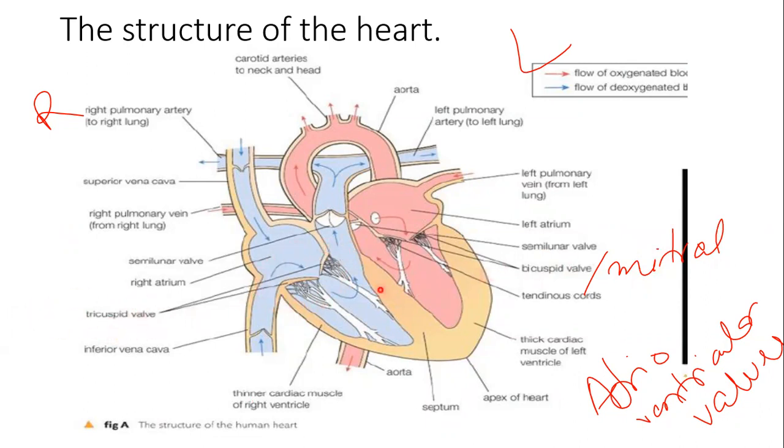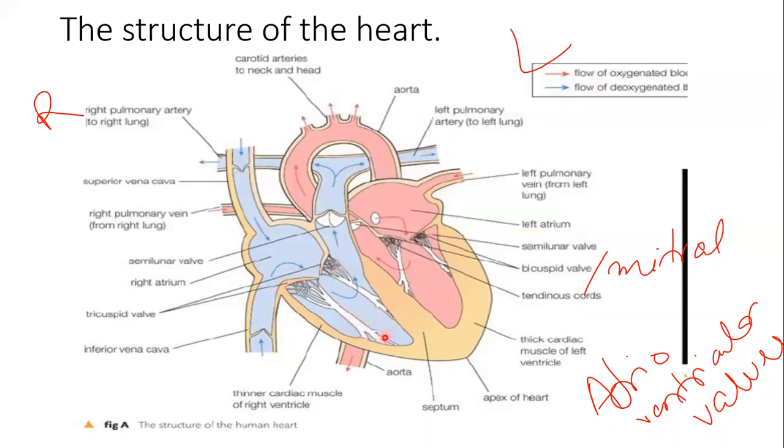So what is going to happen? The atrium is going to contract. Before it contracts, the tricuspid valves will open. So when the atrium contracts, the blood is going to pass on to the ventricle. Once the blood is in the ventricle, these tricuspid valves are going to close again.